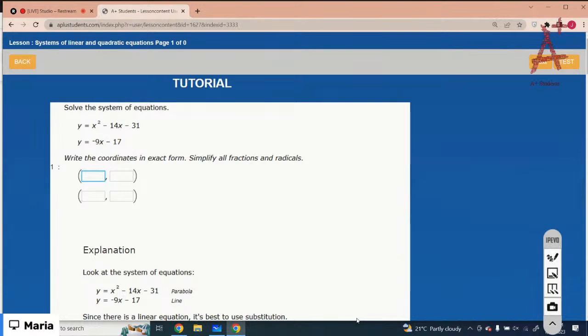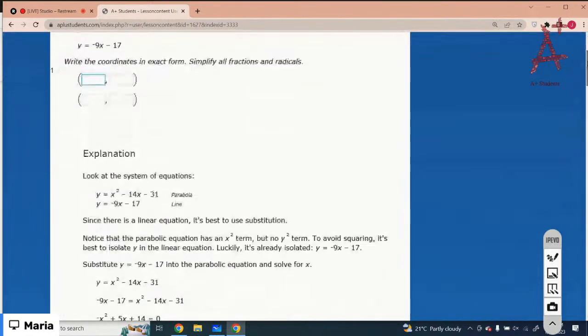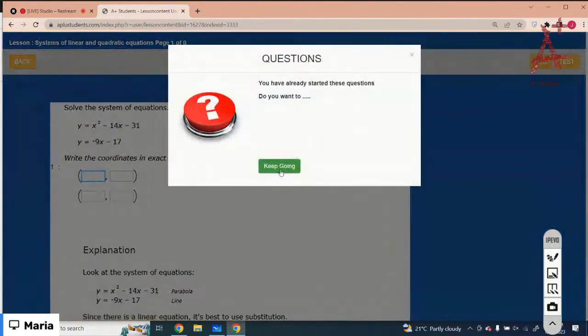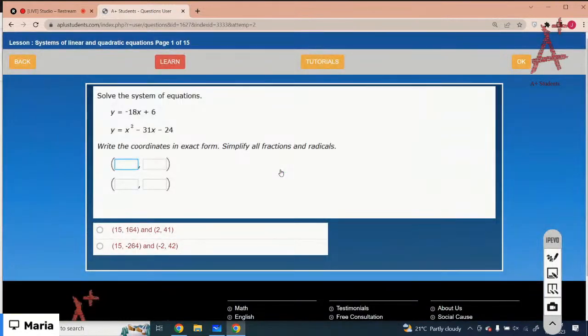You have to find the coordinates. Okay, so one of the equations is y equals negative 9x minus 17. Both the equations are equal to y. That means they both are equal. Let's do a practice question. You can have a look at them. They are already solved. Let me do a practice question. Both the equations are equal to y. Got it? That means they are equal.